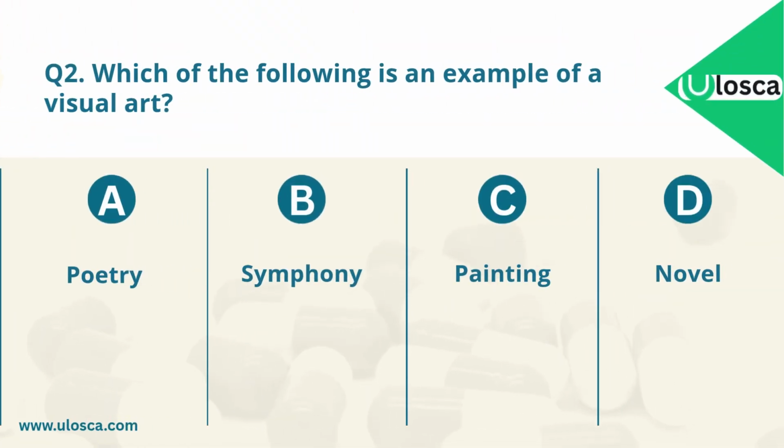Question 2. Which of the following is an example of a visual art? A. Poetry. B. Symphony. C. Painting. D. Novel. Which one is the correct answer?